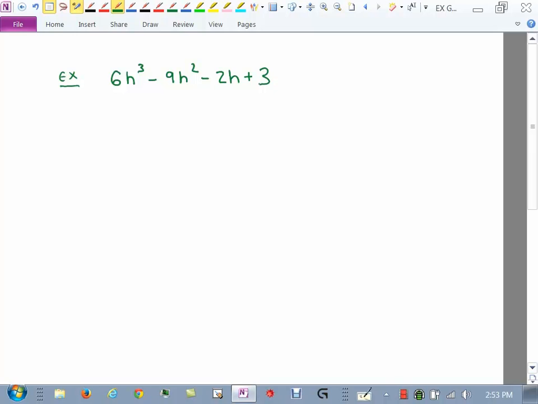Is there a GCF? Yeah, 2 goes into 6, but not 9, so I can't pull a 2. 3 goes here, 3 goes here, 3 goes here, but 3 doesn't go into negative 2. So I don't see a number that's common to all of them other than 1. How about variables? H cubed here, H squared here, H here, and here? No. I cannot pull an H out because they don't all have an H. So I can't do anything as far as GCF is concerned.